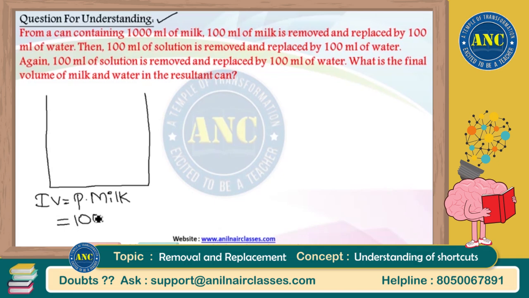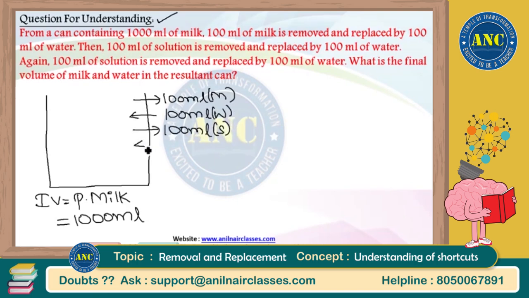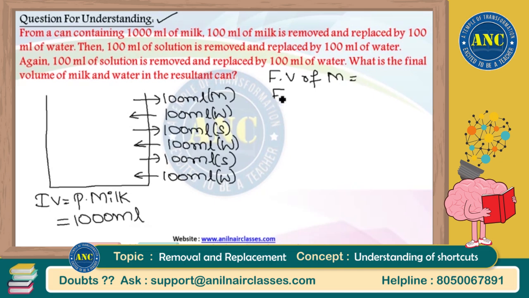1000 ml of pure milk is the initial volume. Now, what I will do is 100 ml of milk is taken out. Let me write it, let me be a little fast. 100 ml of water is added. 100 ml of milk is taken out. 100 ml of water is added. Now it became a solution. 100 ml of solution is taken out. 100 ml of water is added. Again 100 ml of solution is taken out. And again I added 100 ml of water. Now your question is to find the final volume of milk and water. This was the question. Correct, right, sir?